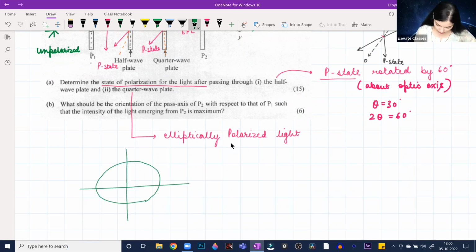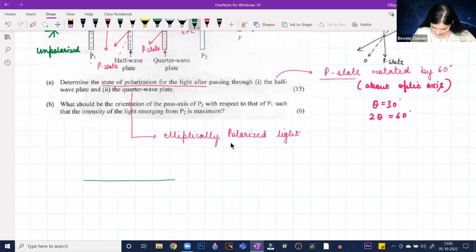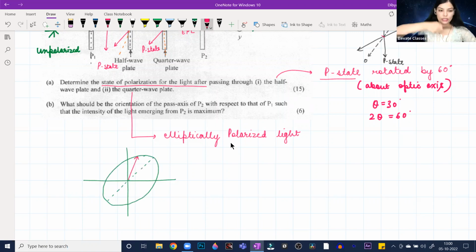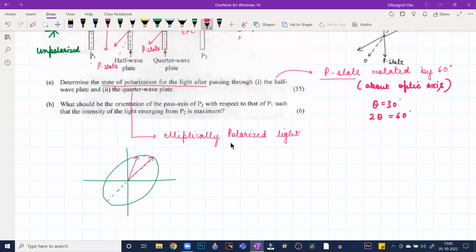So axis दोबारा बनाते हैं. So I have, this is some x, this is some y, and this is some ellipse. So ये जो इलेक्ट्रिक फील्ड मेरा elliptically polarized light में होगा वो कुछ ये है. So it's going to move about in this ellipse. So when would be the magnitude of this electric field maximum? It would be maximum when it is pointing along the major axis of the ellipse. Okay, got it. Right?